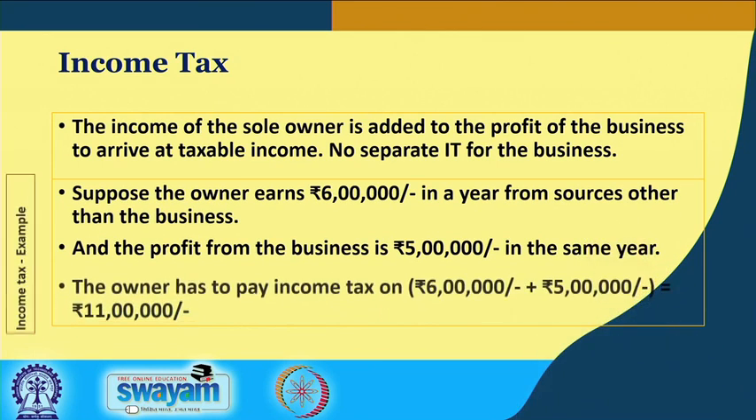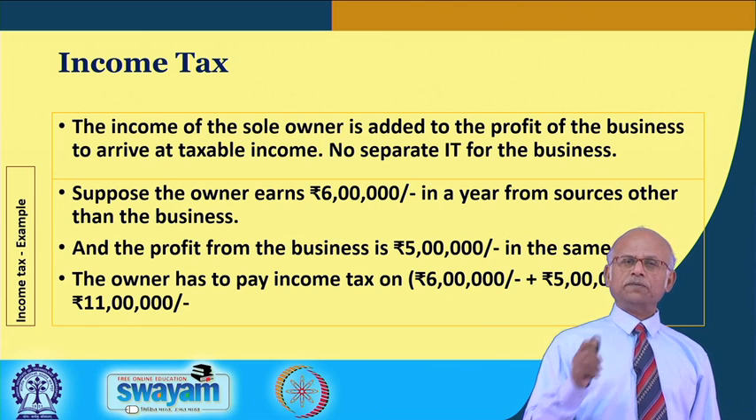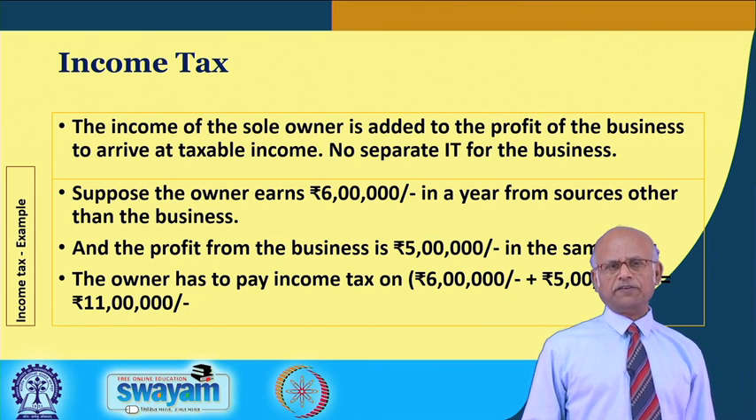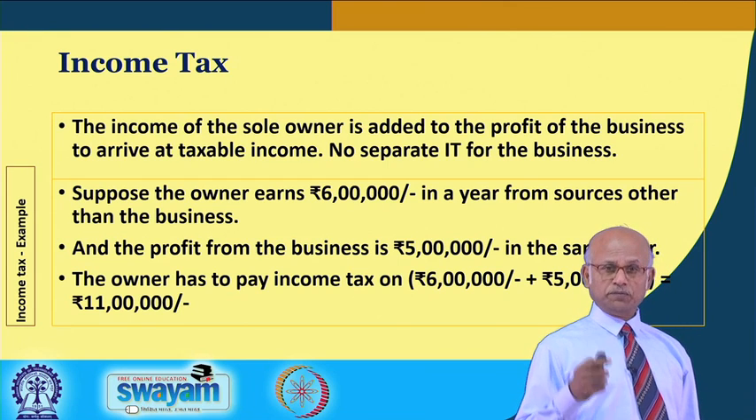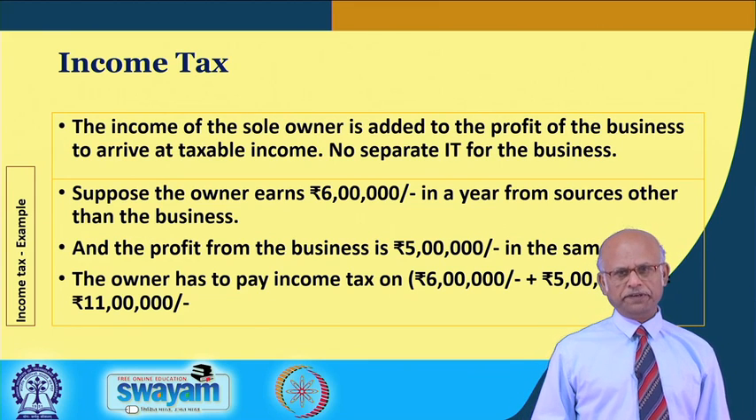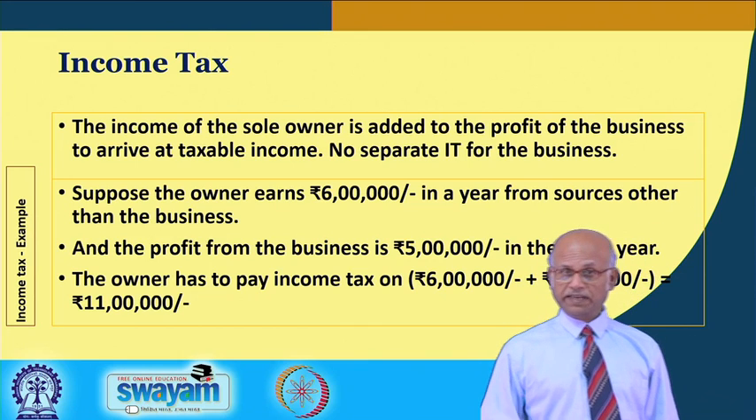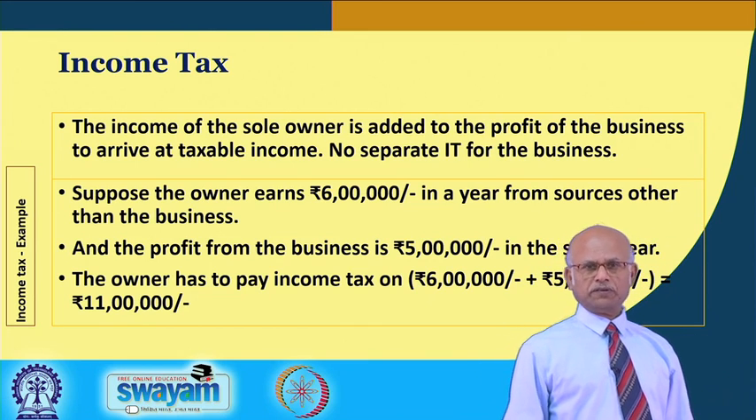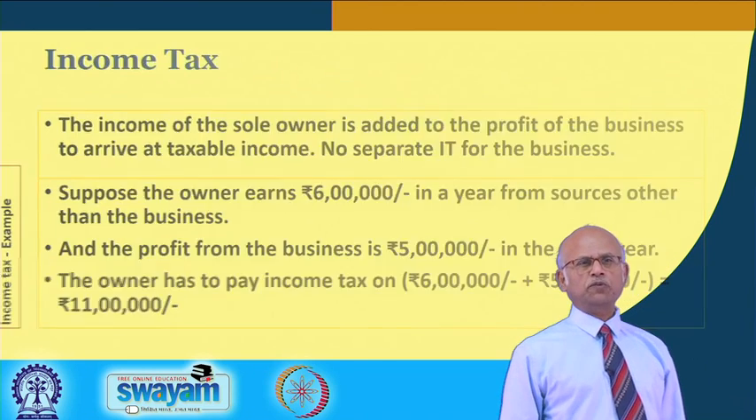Suppose that the proprietor or the owner earns some 6 lakh rupees from some other source, and then the business also makes a profit of 5 lakh rupees. So, the total income of the proprietor becomes 5 plus 6, 11 lakh rupees. The proprietor now has to pay income tax on the whole of 11 lakh rupees, but he gets the benefit of the income tax slabs applicable for individuals. But that may not always be advantageous to the proprietor. I will discuss that very soon.